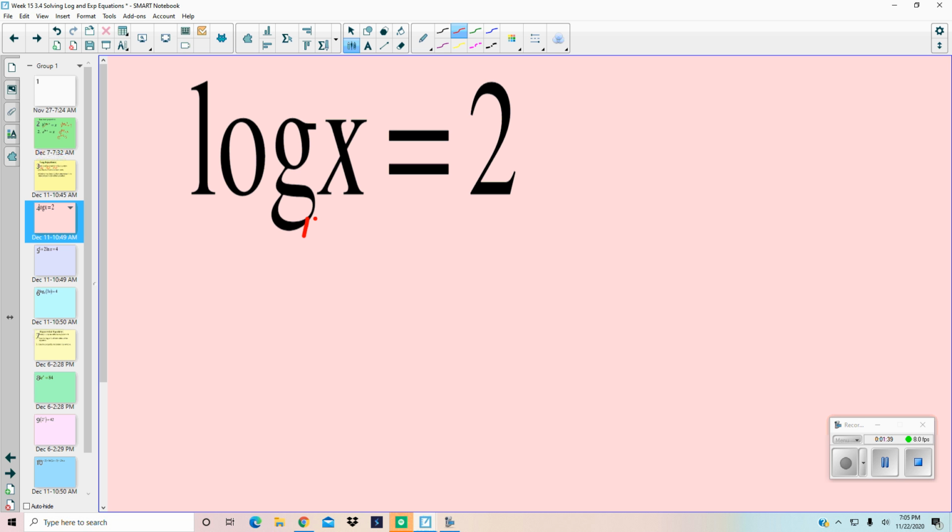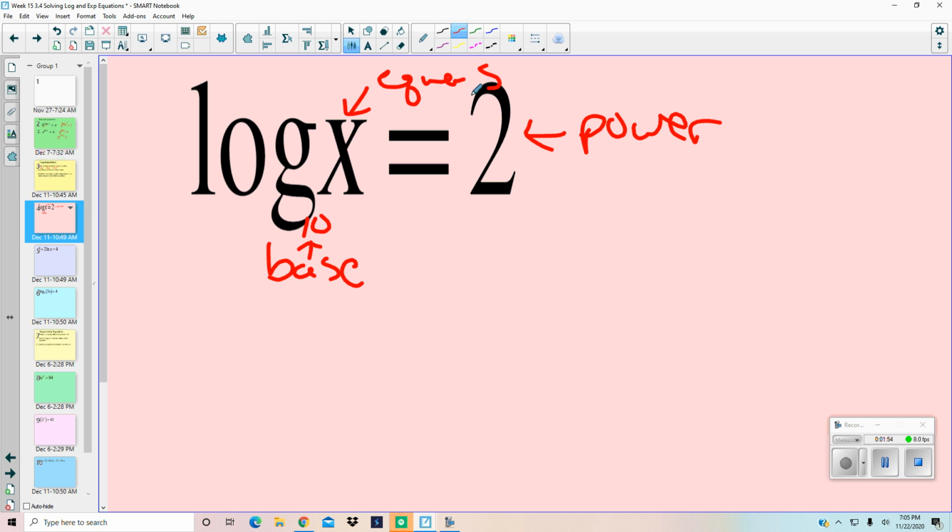So my base is 10. So 10 is the base. 2 is the power. And x is what it equals. In other words, we have 10 to the second equals x. So my x value is going to be 100.